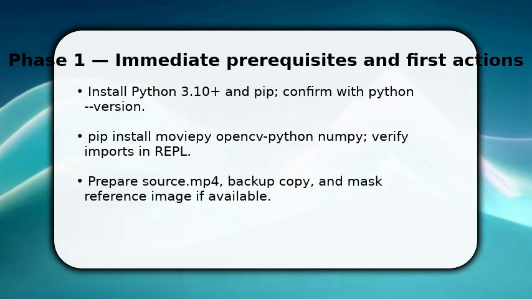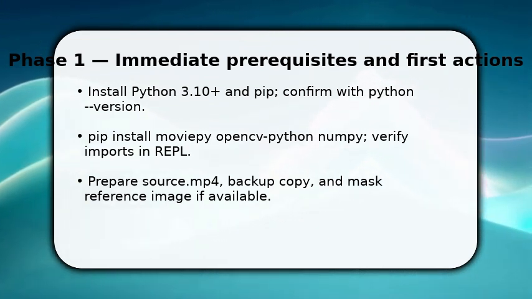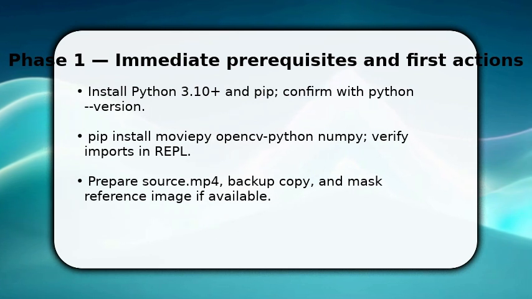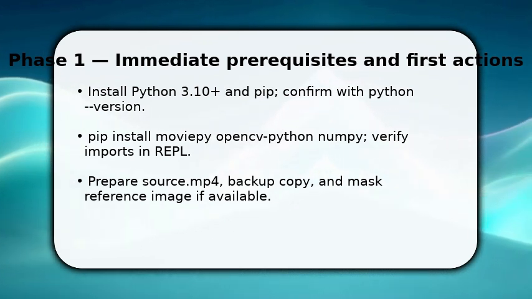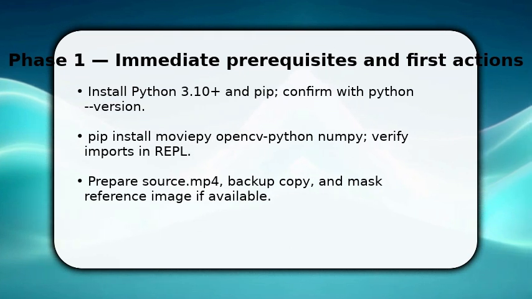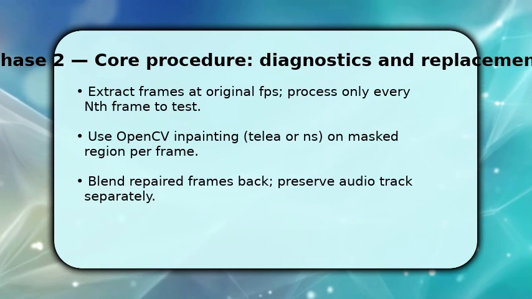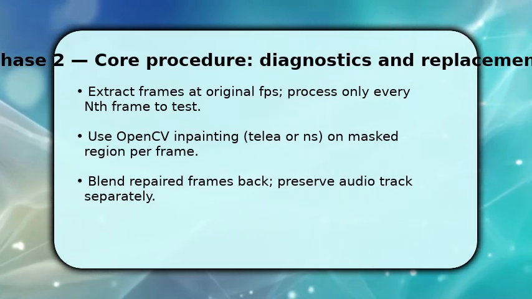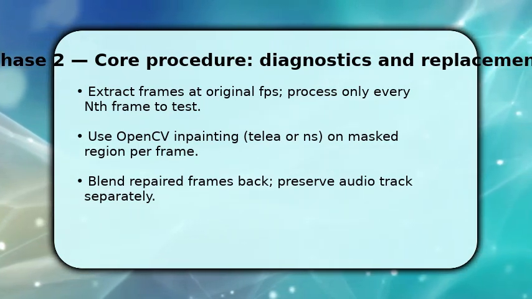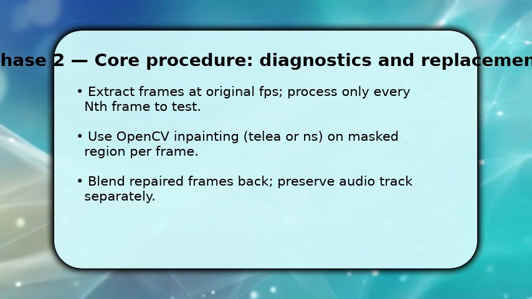Once done, load the video with MoviePy, sample a 0.5 to 1 second clip to identify the watermark area and create a simple binary mask that isolates that region for automated processing. You extract frames at the video's FPS because consistent timing keeps motion smooth. For quick iteration, process every 5th frame first.